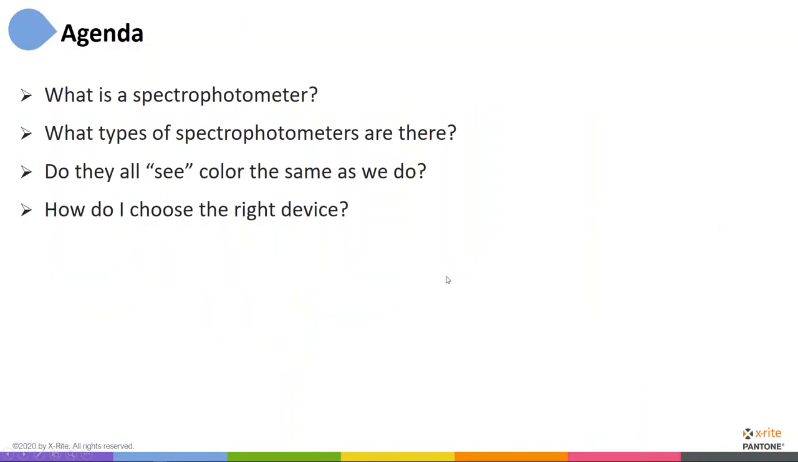So that was our agenda. We went through what is a spectrophotometer, what types there are, how they see color, and the things to consider to choose the right device.